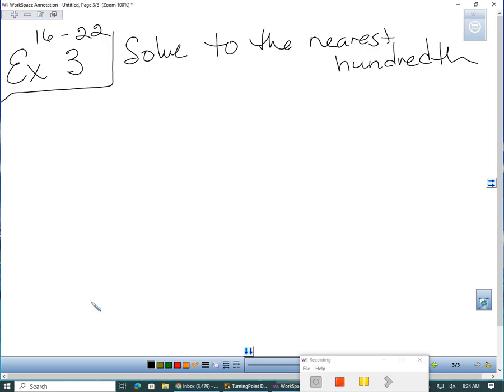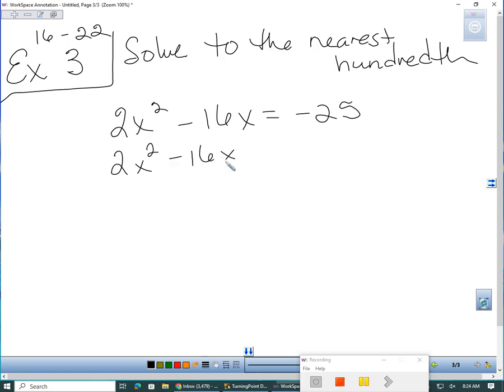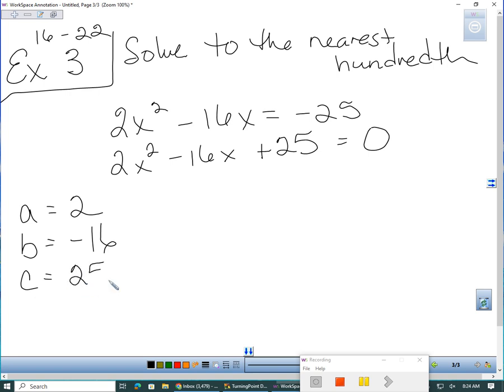Let's go with 2x squared minus 16x equals negative 25. Before I can put it into A, B, and C, the whole thing has to be set equal to what? So we have to add 25 over. So I have 2x squared minus 16x plus 25 equals 0. So what is my A value here? Good. What is my B value? Excellent. And what is my C value? Perfect.